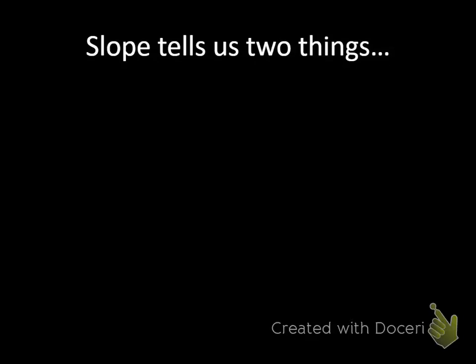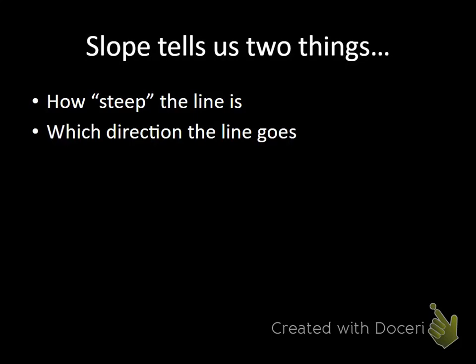Okay, so slope tells us two things. It's going to tell us how steep the line is, and it's also going to tell us which direction the line goes. So which direction the line goes, I'm talking positive, negative, 0, undefined. Steep is where we find the slope.